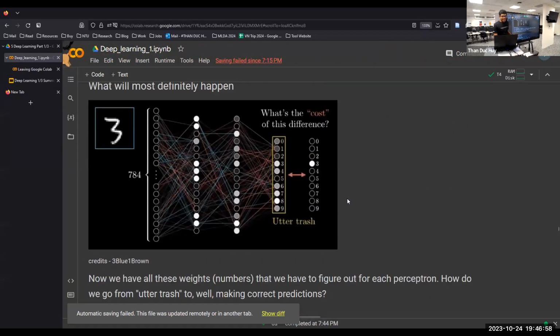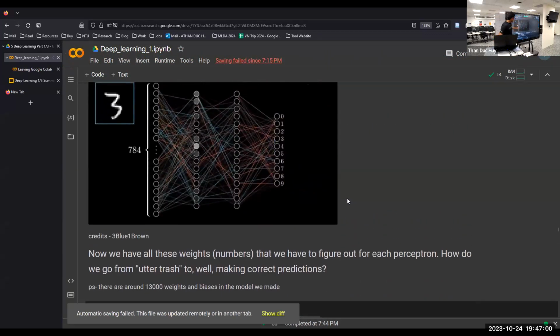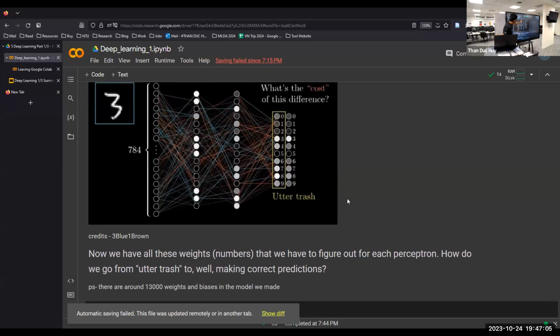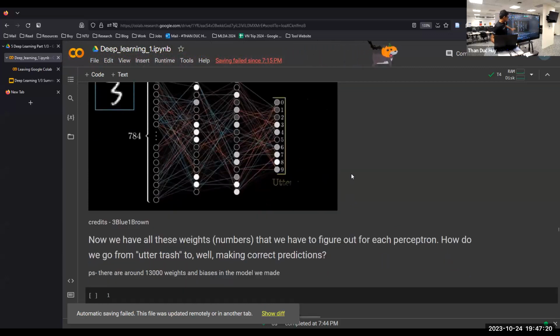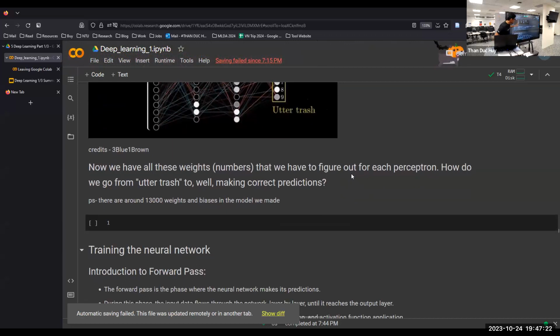Okay, before that, we have 784, right? So 784 should all map to all of these different perceptrons. And then all of these different perceptrons have to map to all of the other perceptrons and then to the output layer, right? Guess how many weights we have to figure out? Well, turns out it's 13,000. It's actually 13,002 weights and biases. So we have to figure out the value of 13,002, right? And we are going to look at how we are going to figure it out.